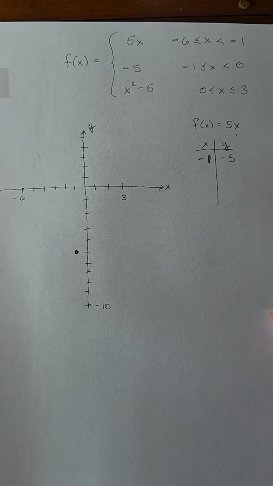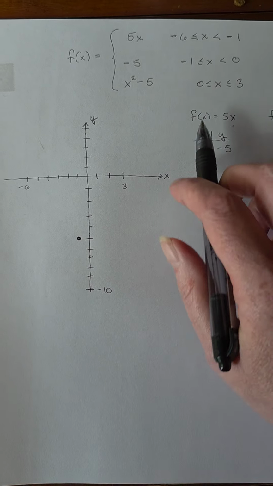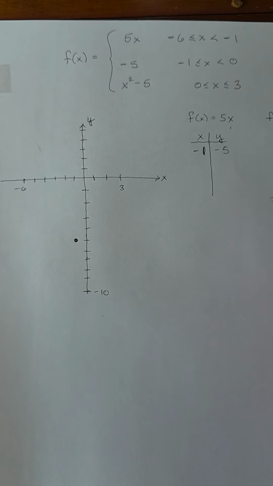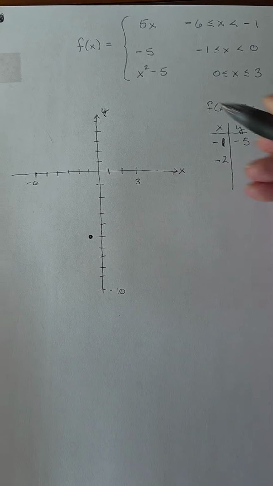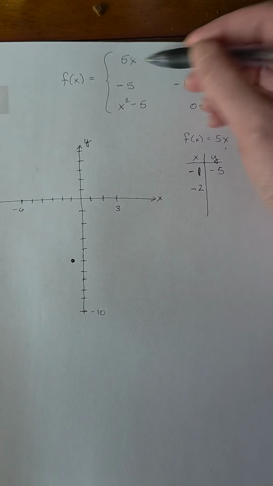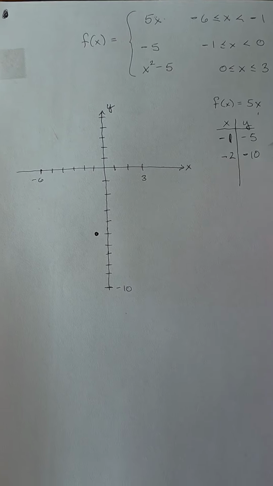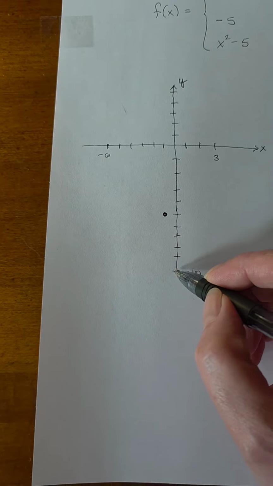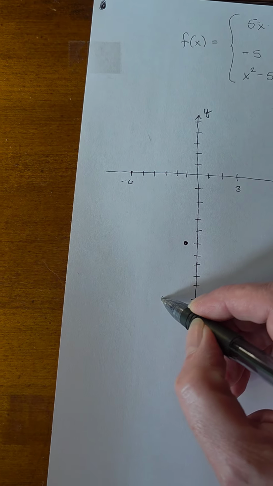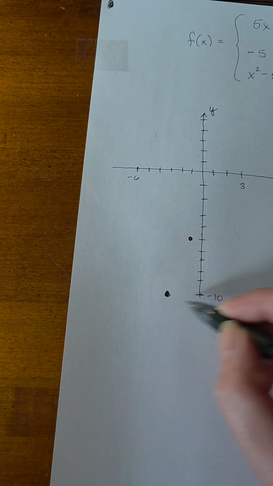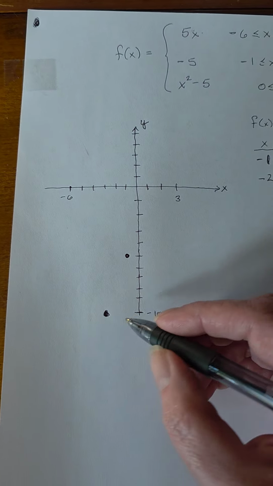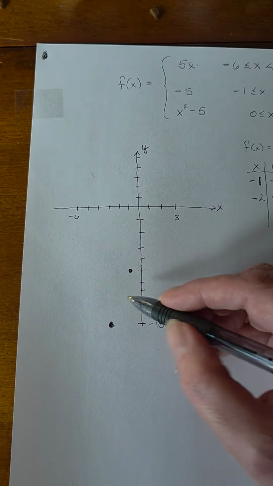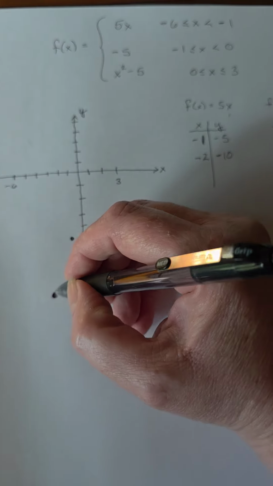Sorry if the focus goes in and out a little bit. Okay, how about -2 for x? So 5 times -2, that's -10. And as you can see on my graph here, that's going to be a little bit over. So I'm plotting those points.